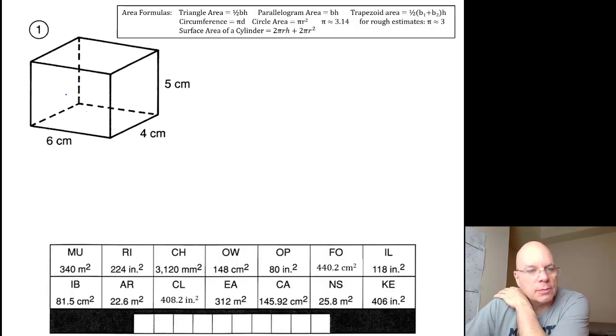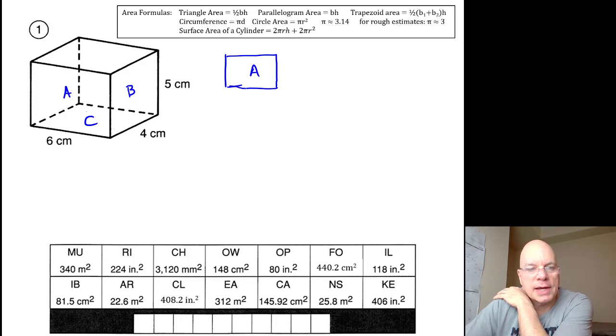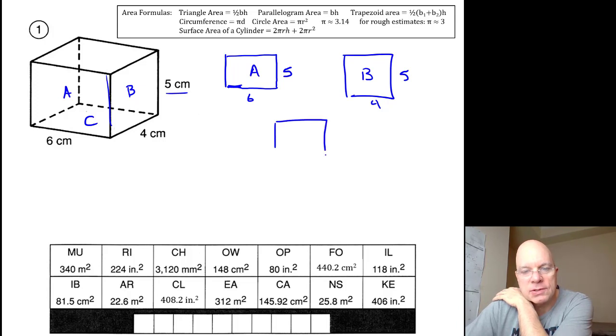Number one is a rectangular prism, so it has three distinct faces. I'm going to label them A, B, C. I'm going to sketch them. Rectangular face A has a base of 6 and a height of 5. B has a base of 4 and a height of 5. And C, the top and bottom faces, have a base of 6 and a height of 4.